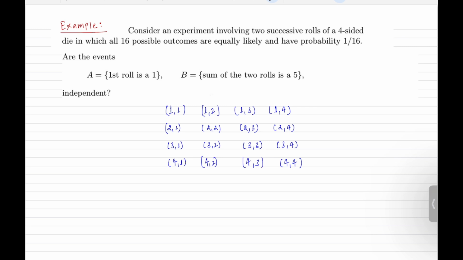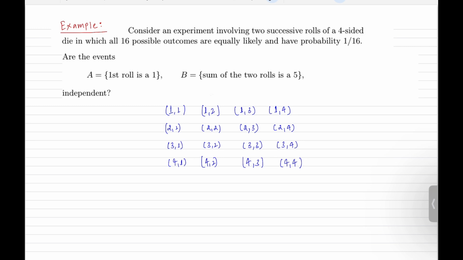We have a tetrahedral dice, that means a four-sided dice, right, and we are rolling it twice. So this is the outcome of the first roll and this is the outcome of the second roll. If we look at the sample space, we will have 16 possible outcomes, and in the question it is given that each outcome is equally likely. So the probability of each outcome is 1 upon 16.